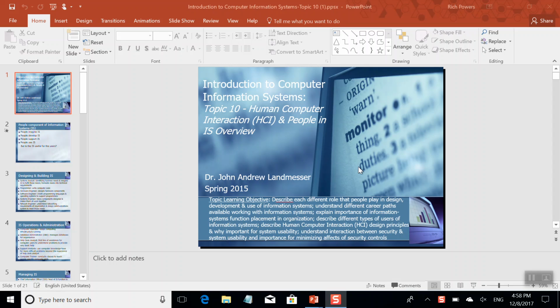Okay, so this is for topic 10. Topic is human-computer interaction and people in IS. So there's really two separate pieces we're going to talk about here. First part, we're going to be talking about the roles and people, what people do in IT. And then the second part is going to be talking about human-computer interactions.